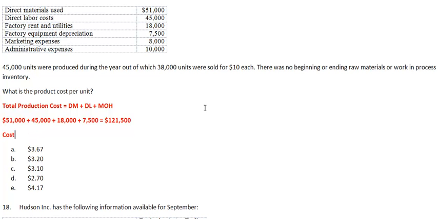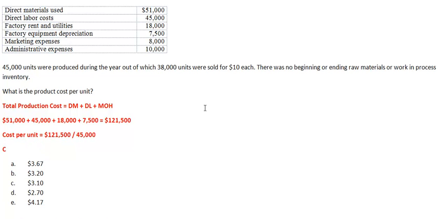And to come up with a cost per unit, you're simply going to take the total production cost and divide it by the number of units produced. So for production cost per unit, total production cost divided by number of units produced is going to give you $2.70. So your answer here is D.